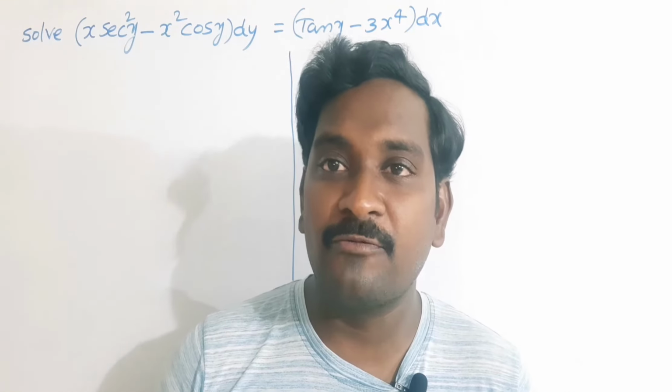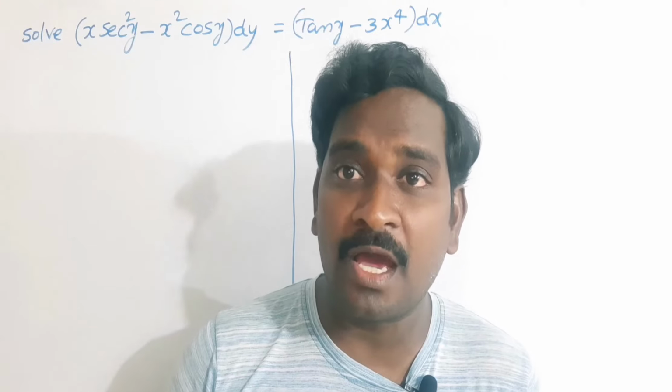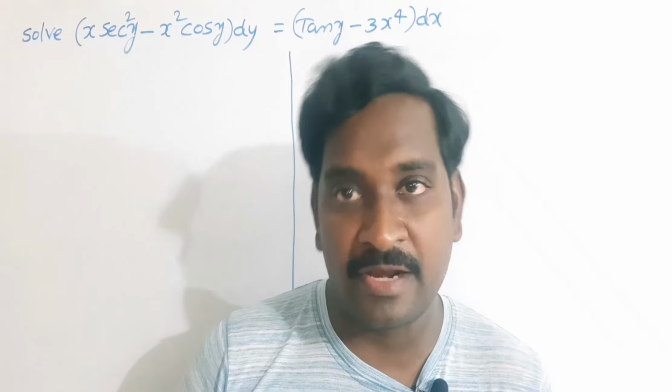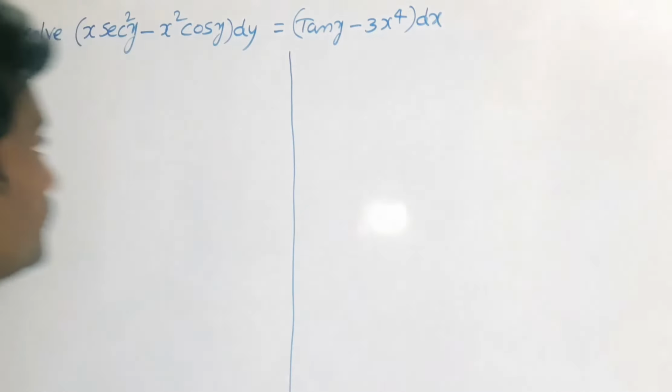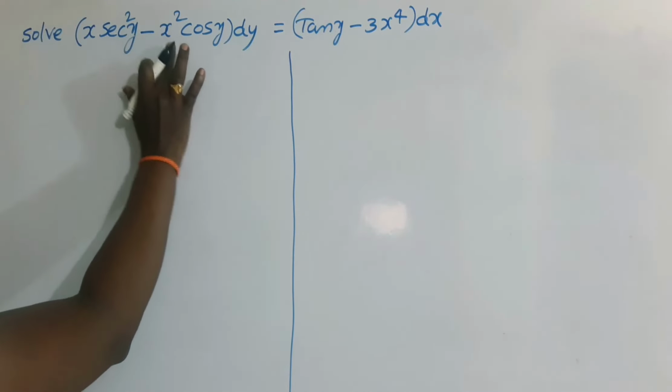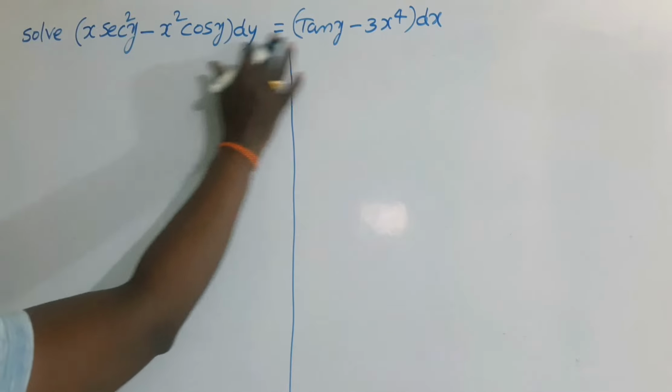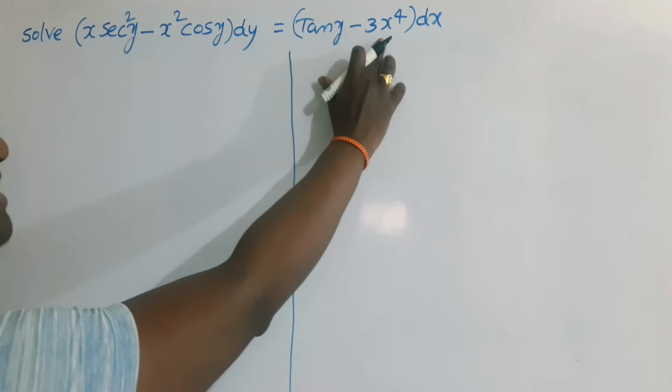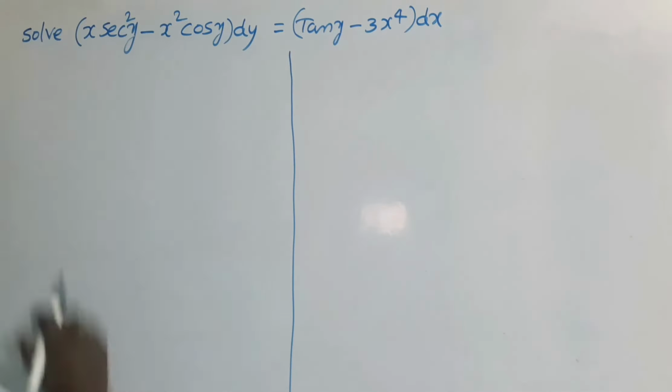In this video, I would like to explain another example on the concept of exact and non-exact equations. Solve (x sec²y − x² cos y) dy = (tan y − 3x⁴) dx. This is the given problem.